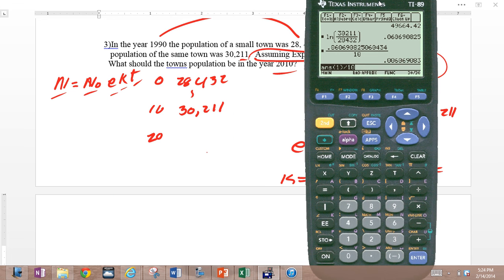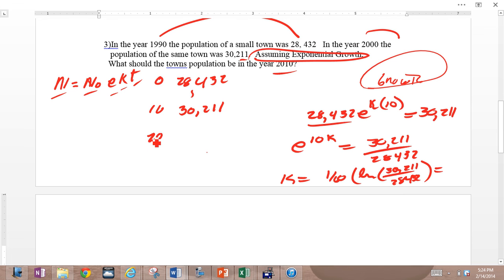I'm not even going to write that down, because I'm going to put that right back in the second time around. And what's the second time around? Well, the second time around is to use that initial population, 28,432, e to the 10k, well, in this case it's going to be 20k, and that's my value of k. So that'd be our future population.